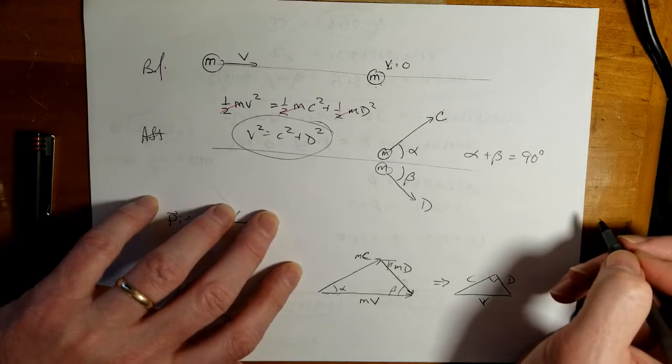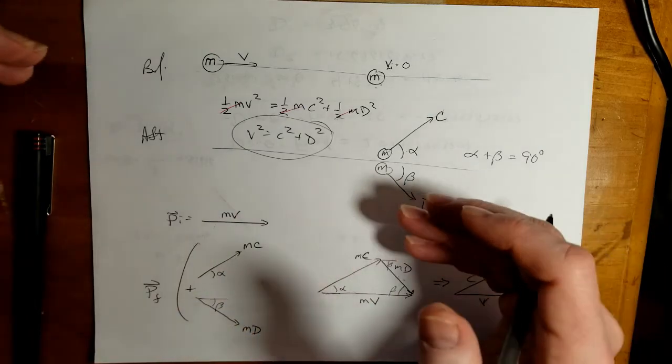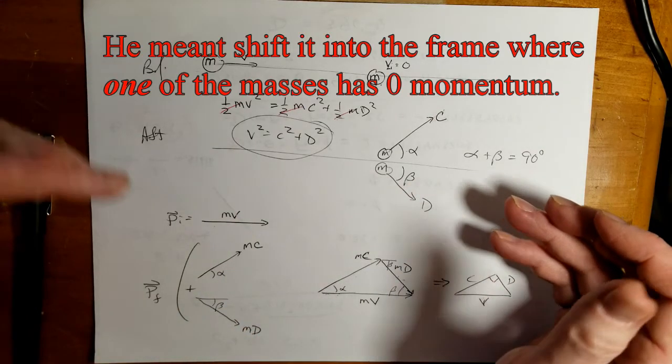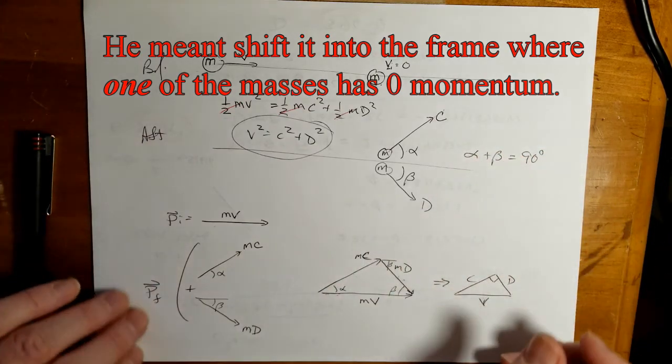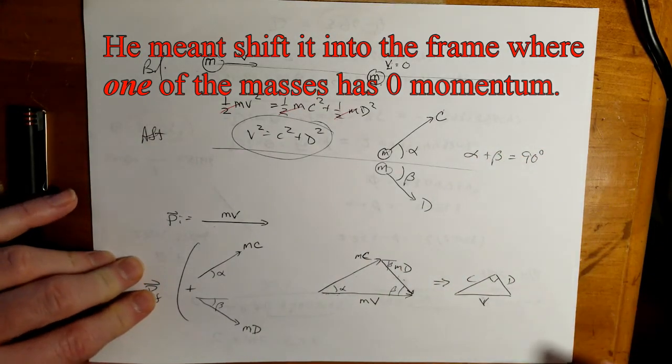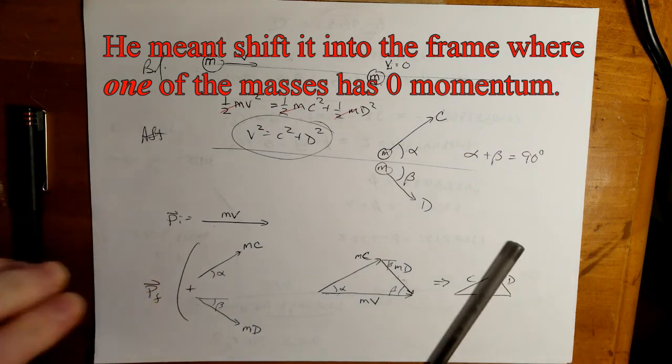Now, if you're given a situation where the masses are the same but they're both moving, you can always shift it into a zero momentum frame, figure out alpha and beta, and then shift it back. There's another video where I went through some of that detail, and so there it is.